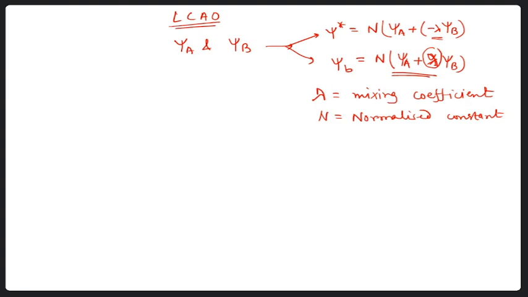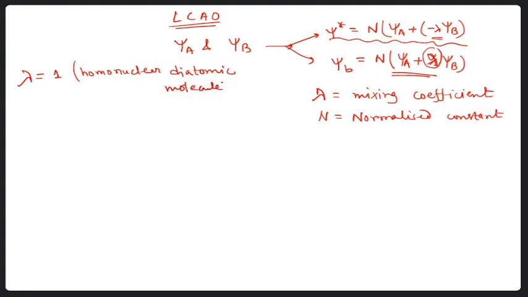Now wave functions which have different signs, that is, may be out of phase, can form the antibonding orbital, right? That means we can write n into psi A minus lambda into psi B. Lambda also measures the extent of bonding, whether a bond is formed or not. It is calculated that for a homonuclear diatomic molecule, lambda is equal to 1.